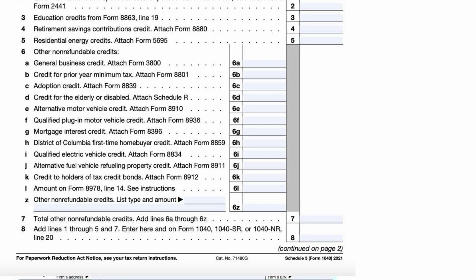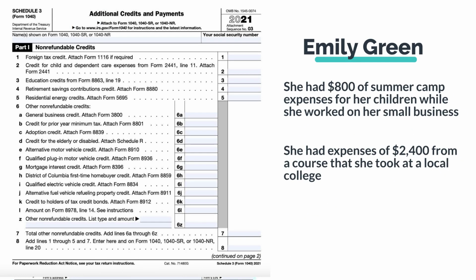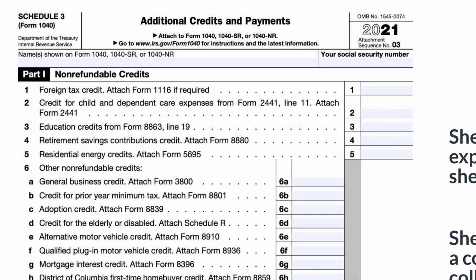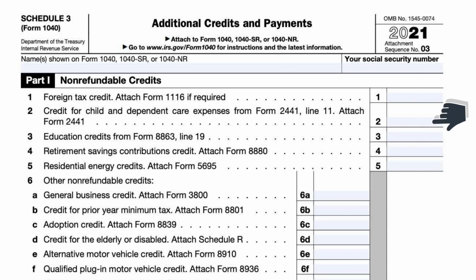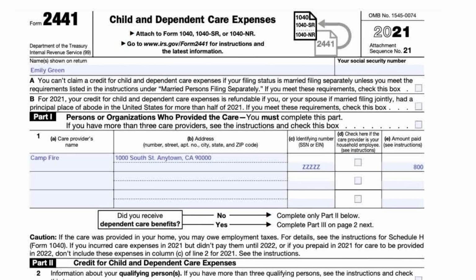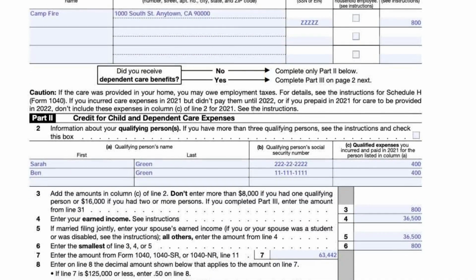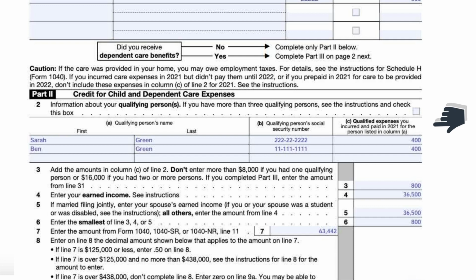For line 2 of Schedule 3, which is for the credit for child and dependent care expenses, Emily had $800 of summer camp expenses for her children while she worked on her summer business. She will need to fill out Form 2441 in order to take advantage of the Child and Dependent Care Credit. Following along Form 2441, we will enter the care provider's information on line 1. On line 2, we will enter the amounts that were spent for each dependent. On line 3, we will enter the total of the child's care expenses.